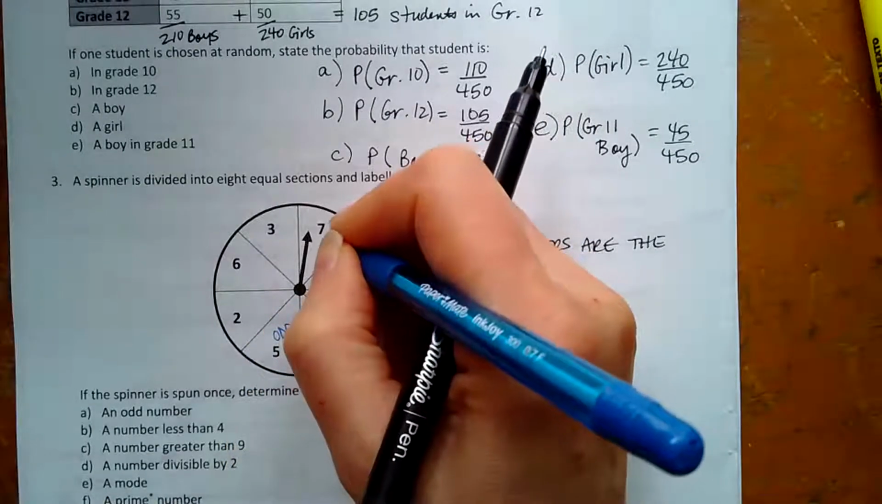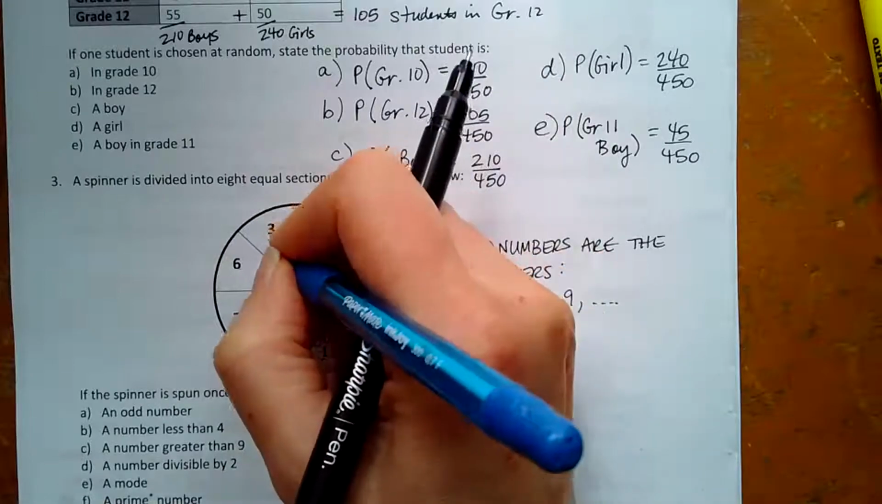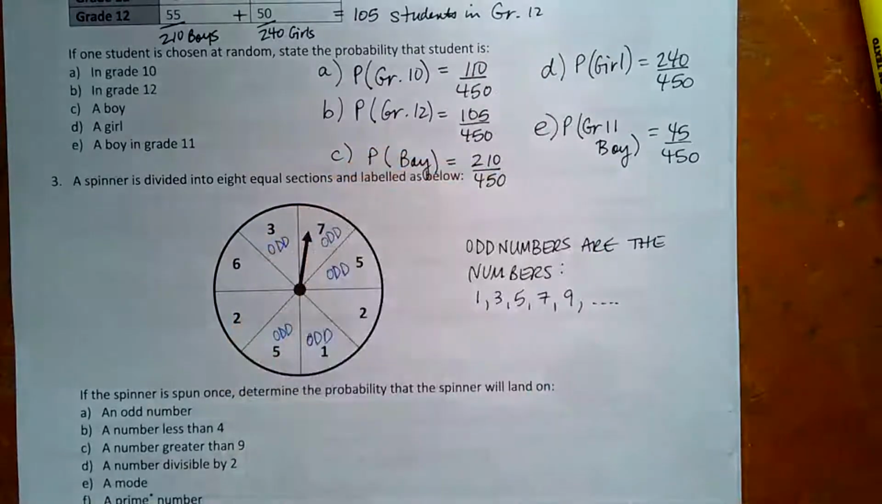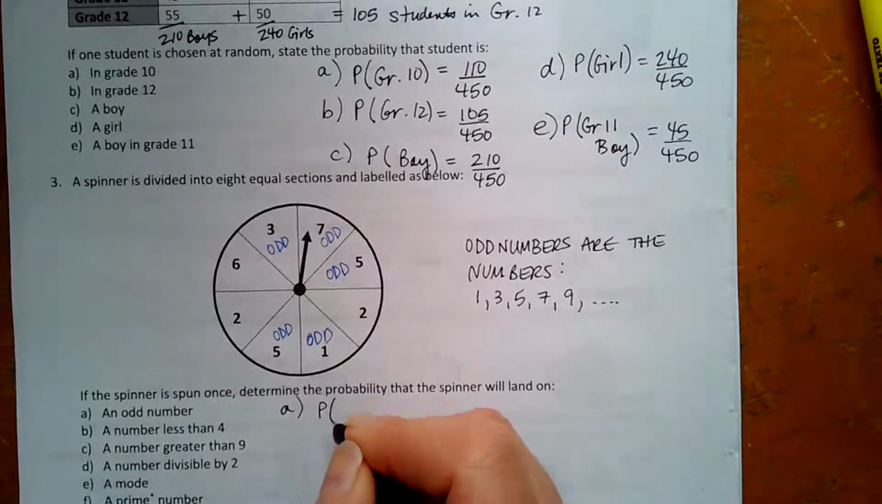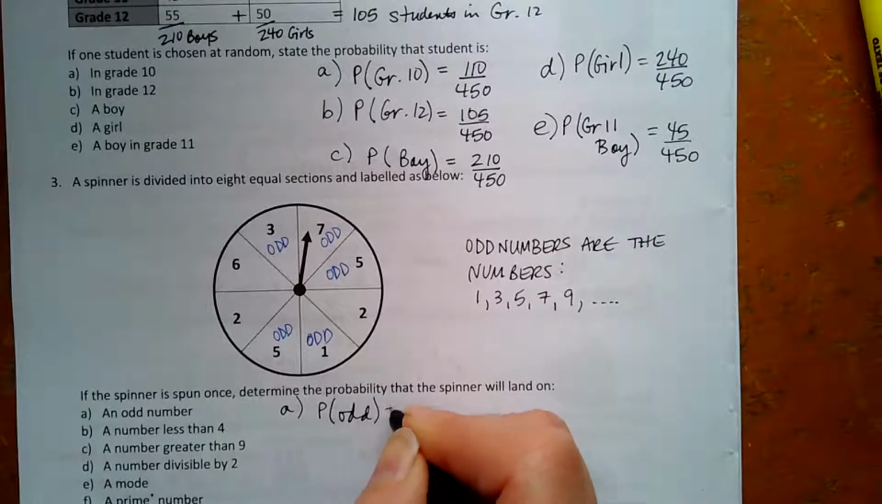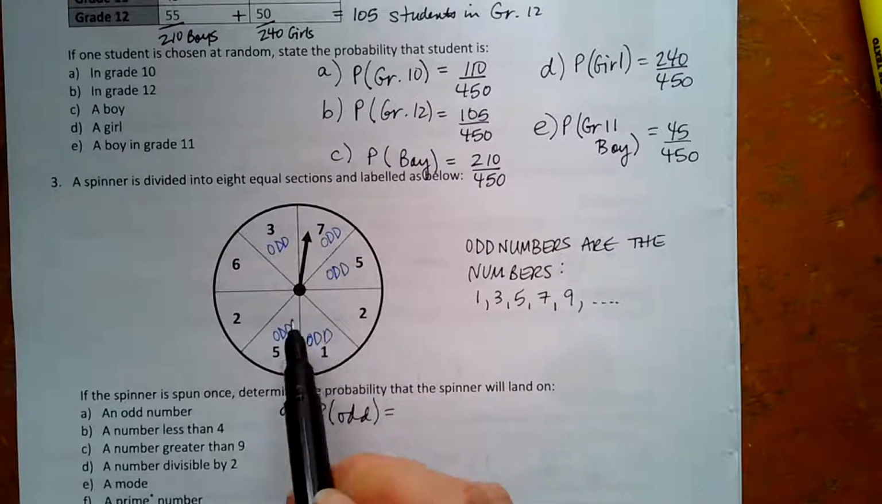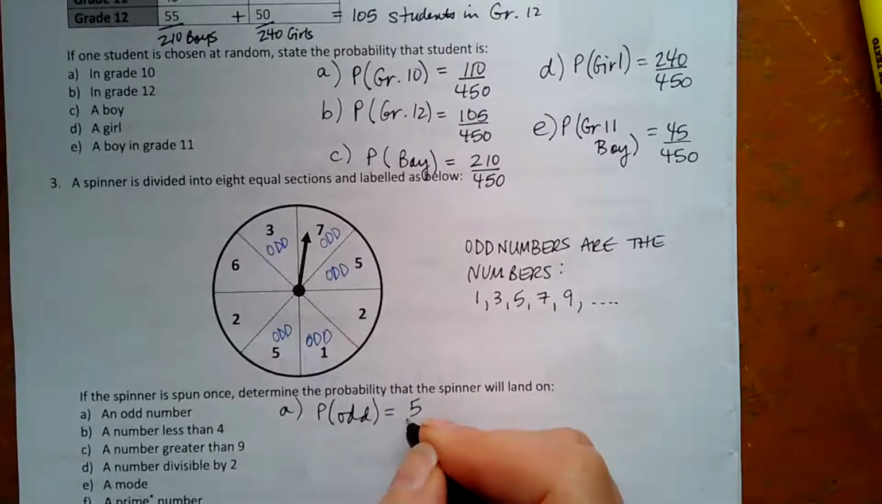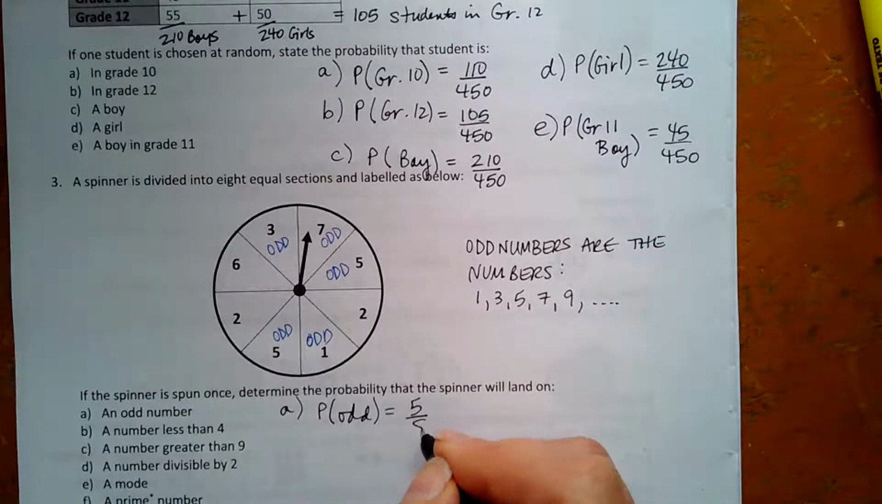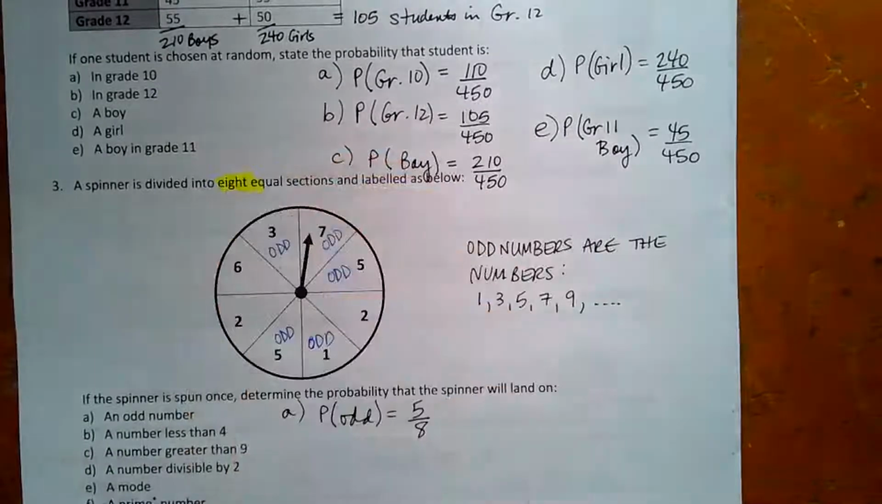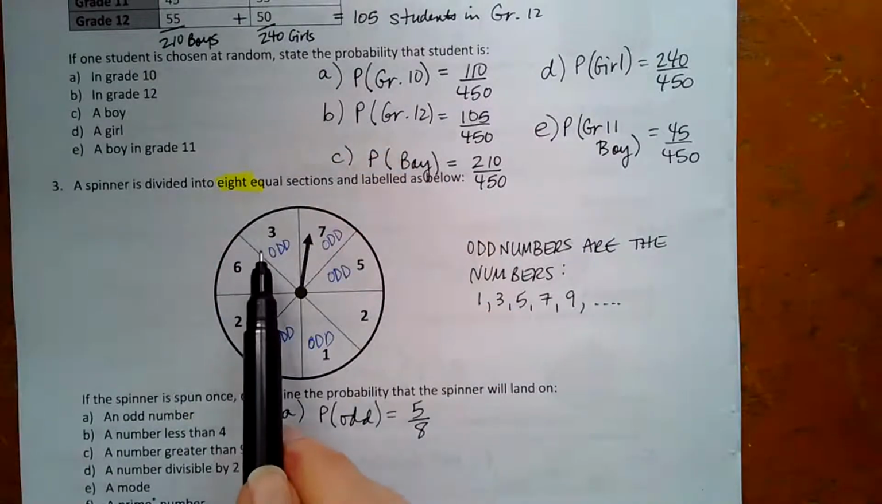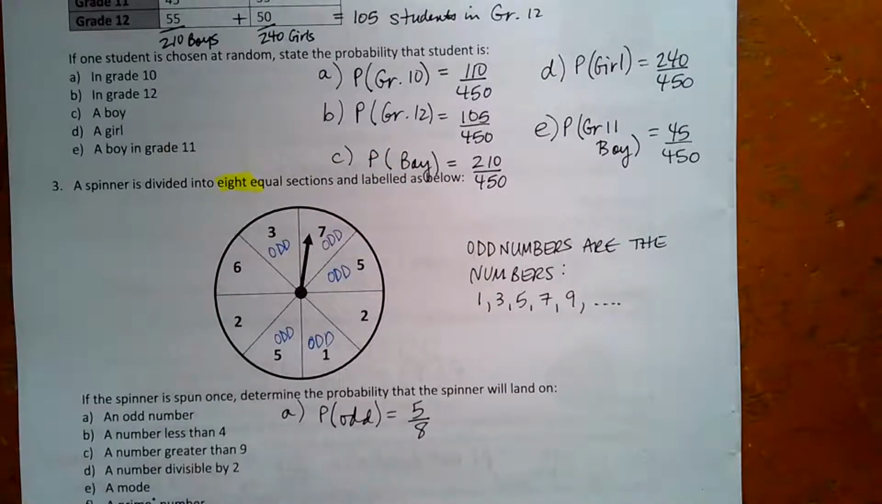And 7 is odd. And 3 is odd. And 2 and 6 are even. So how many odd numbers do I have? The probability that it's an odd number equals 1, 2, 3, 4, 5. 5 out of 8, right? They said there's 8 sections. And even if they didn't tell me, it's easy enough to count 1, 2, 3, 4, 5, 6, 7, 8 wedges. All right, let's try this one.